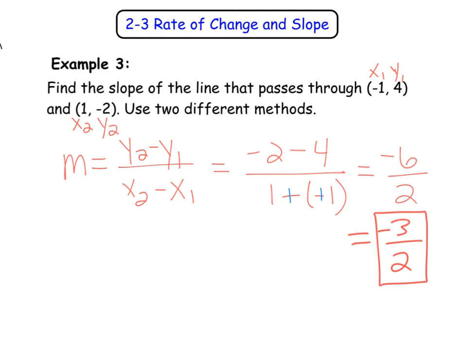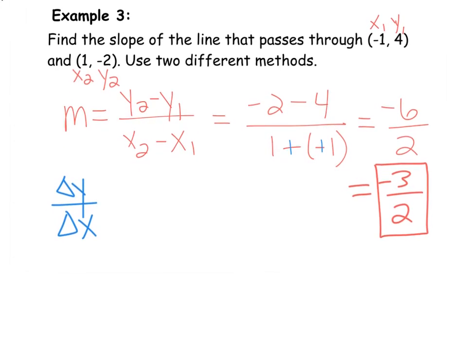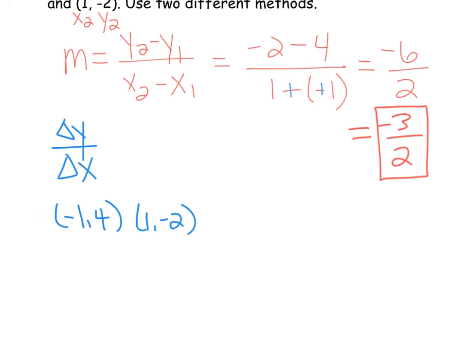The second method is to use your delta y over delta x, your change in y over change in x. You're doing the same thing, it just is easier. What I always do is write my points side by side. So (-1, 4) and then (1, -2). It doesn't matter what order you put them in. Then you just ask yourself, how does y change from one point to the other? How do I get from 4 to negative 2? If you're looking at a graph, you would have to go down 6 units, which is the same thing here. I would have to subtract 6. So your change in y is minus 6.